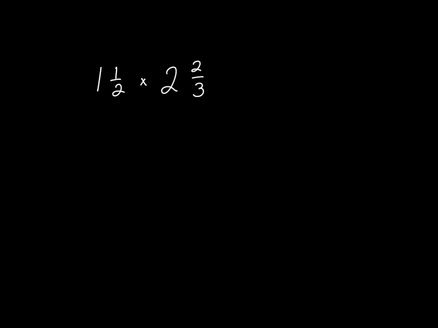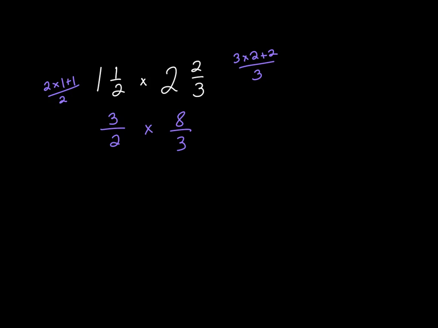Okay, let's change 1 1/2 to an improper fraction first. So you have 2 times 1 plus 1 over 2, and that would be 3 over 2. Times 3 times 2 plus 2 over 3, and that would be 8 over 3.